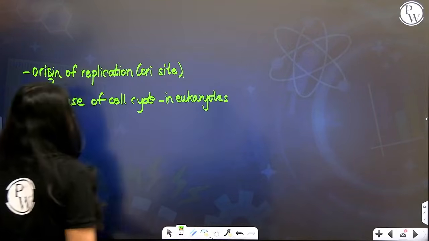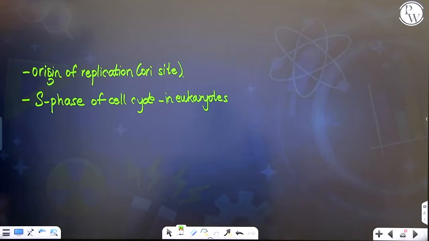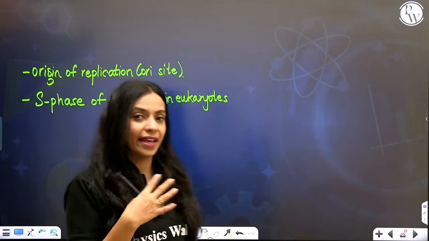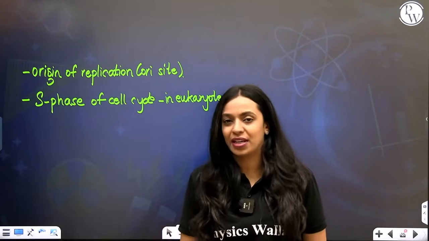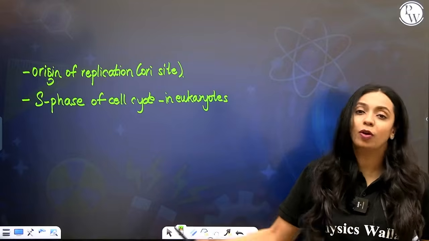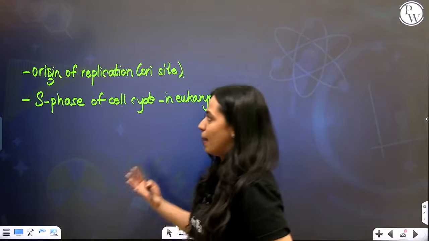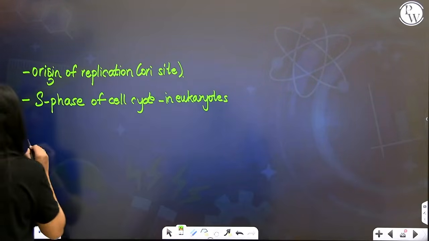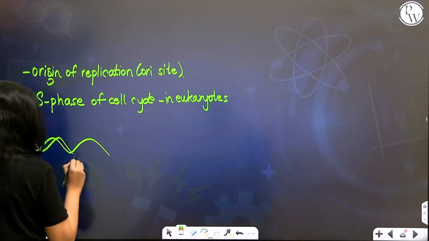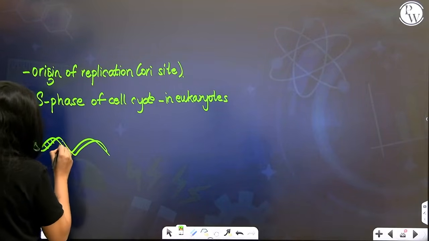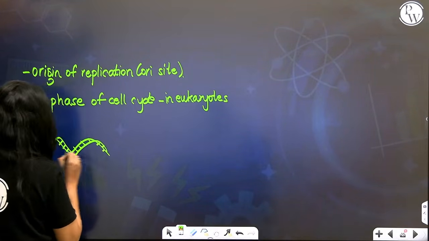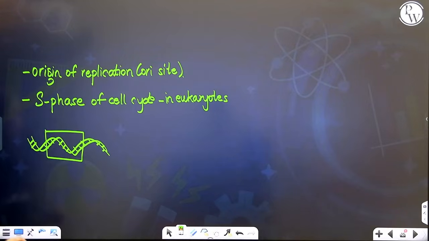In prokaryotes, you usually have one origin of replication. Since eukaryotic DNA is much longer than prokaryotic DNA, they will have multiple origins of replication. So what basically happens in the origin of replication? If you take this as a segment of DNA, and let's say this is the region that contains the origin of replication, the sequence of nucleotides here is the origin of replication. So replication ideally should start here.